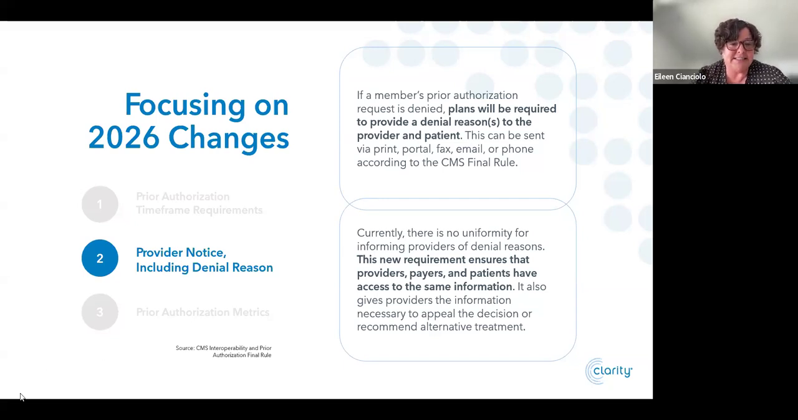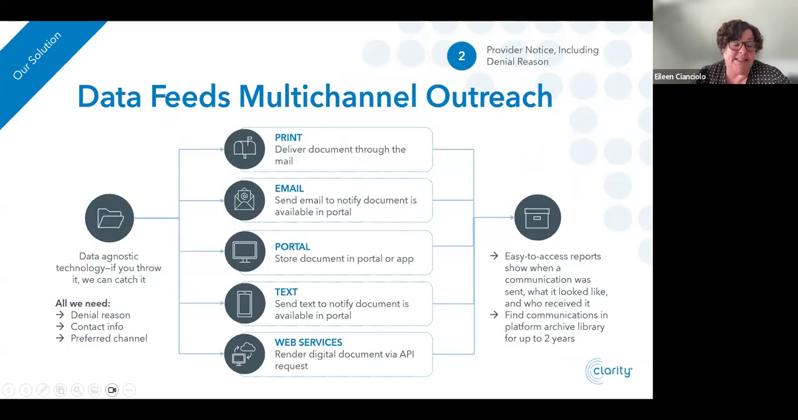So if we move on to the next slide. Again, it's critical to have a solution that supports multiple different channels and outreaches. Our saying is, if you can throw it, we can catch it. We can take any data and organize and leverage it, obviously including the denial reason, contact information, and preferred channel that the individuals have opted into. We can distribute via our state-of-the-art production print facility, email, and portals, as we are already integrated into the majority of our clients' portals, so it can post there. We can do text notification and web services. We can render and support that API information and requests through our web services as well.